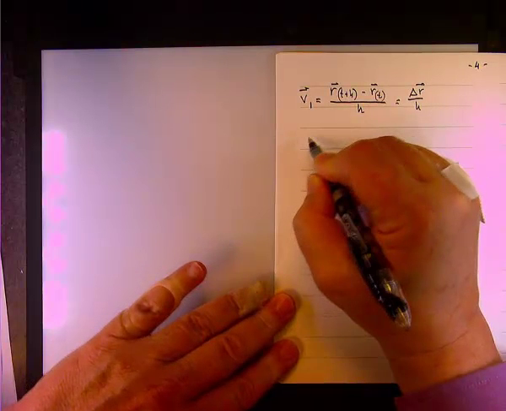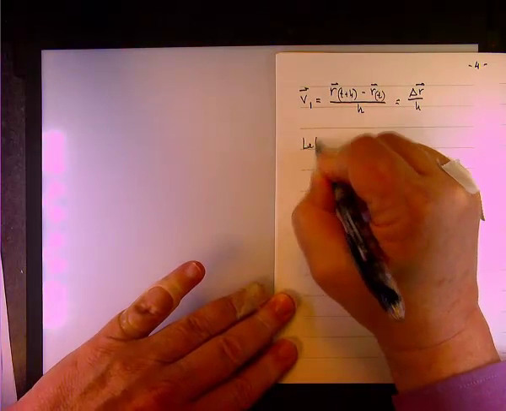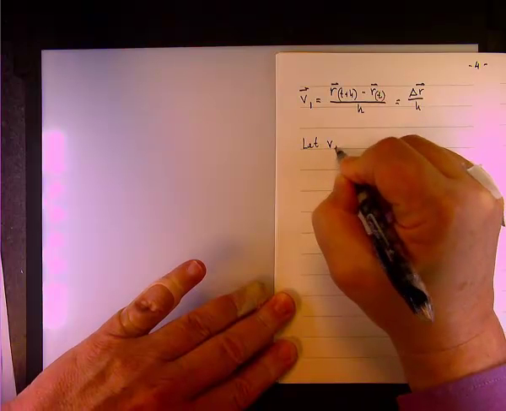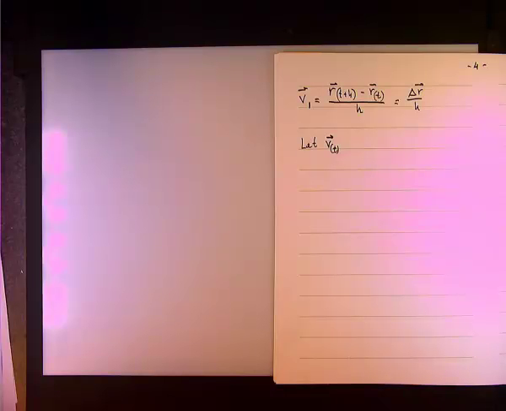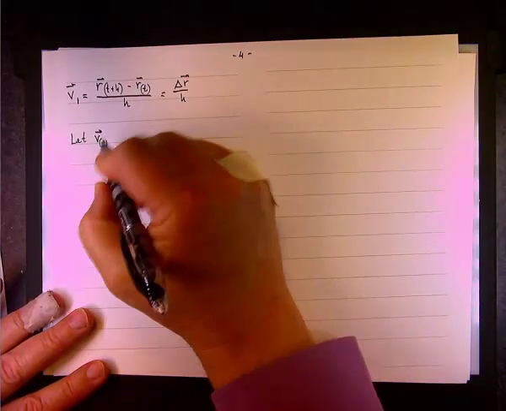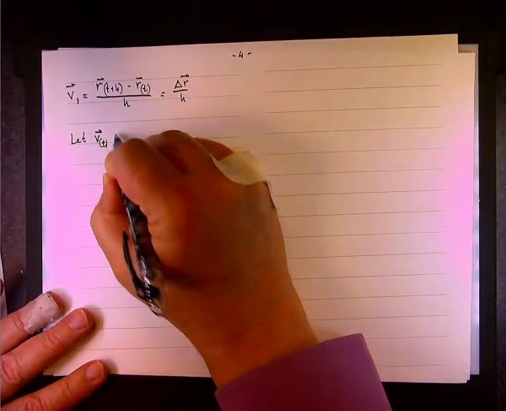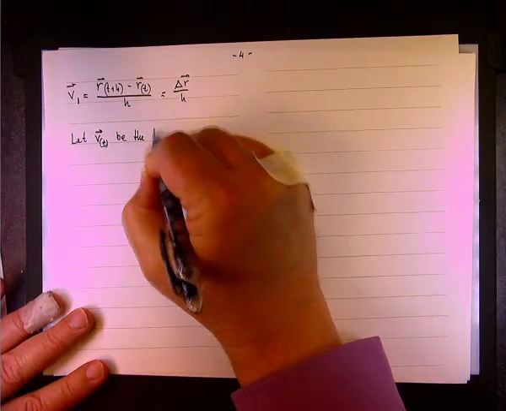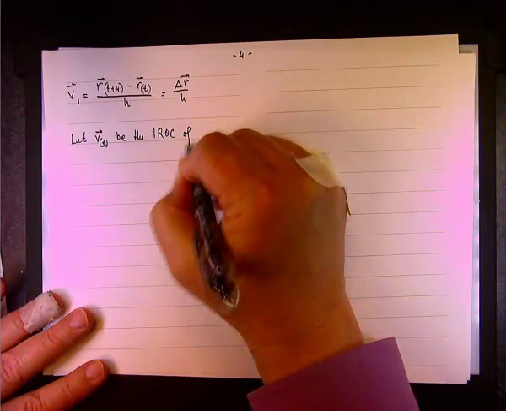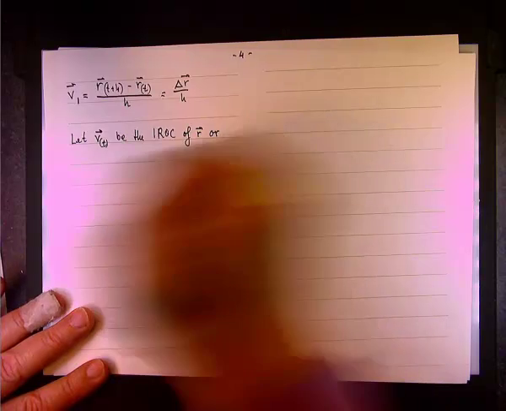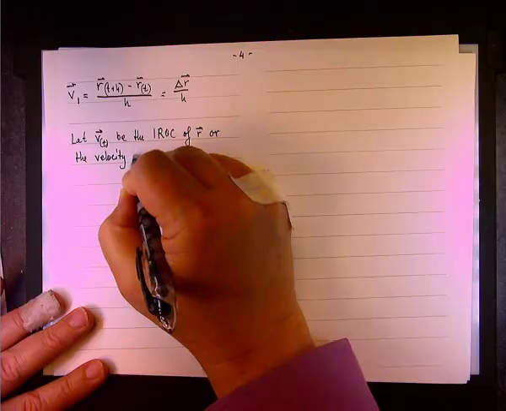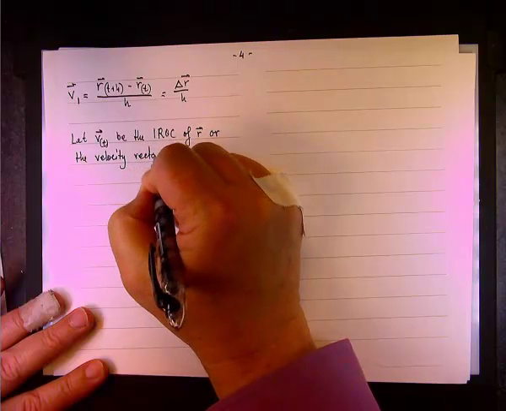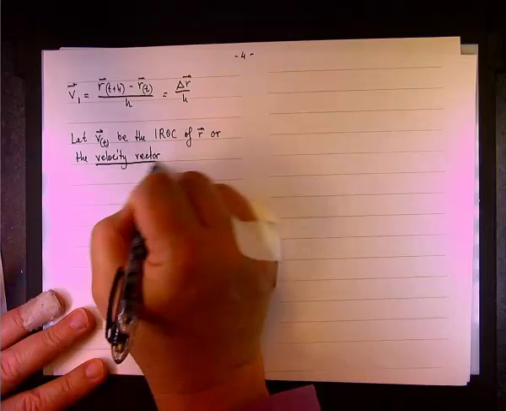And the instantaneous velocity will be the velocity vector. So let v of t, this is v1, I just gave it v1 to make it distinct from other vectors. That's all. It can be v0 or anything like that. Let v of t be the instantaneous rate of change of r, or the velocity vector.